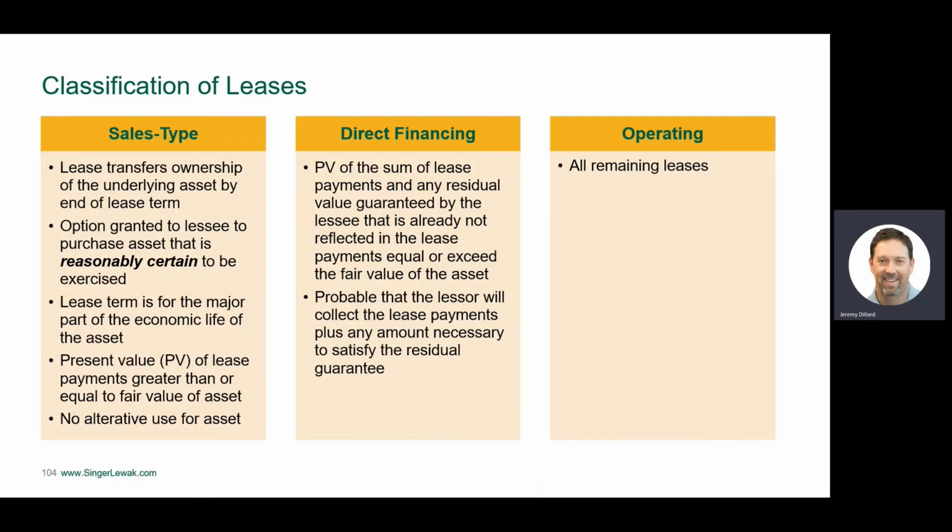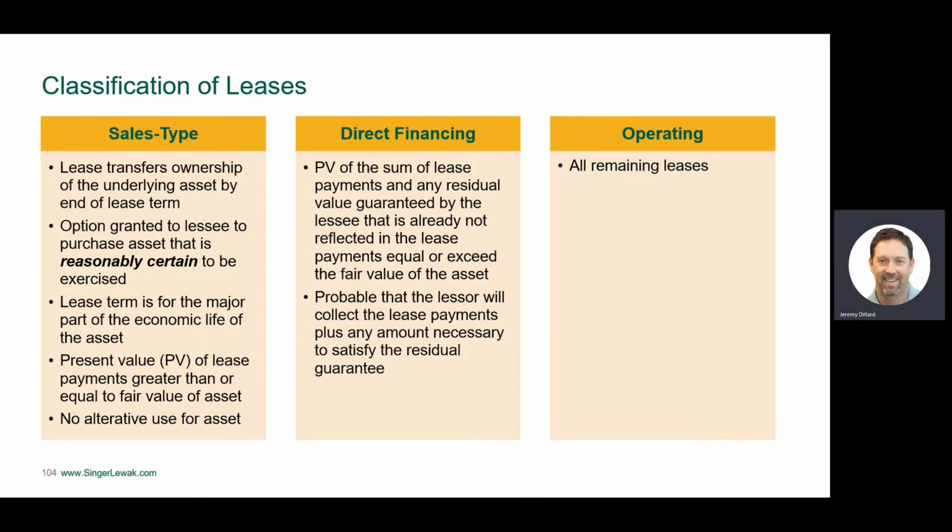First, you start with the criteria for sales type leases, and then consider the criteria for direct financing leases. If neither of those criteria are met, then the lease defaults to operating lease. For sales type leases, the criteria includes the transfer of ownership, the lease term covers a major part of the economic life of the leased asset, or the present value of the lease payments exceeds the fair value of the leased asset. That is, there's profit on the sale of the leased asset. Also, it could be a sales type lease if the leased asset is so customized it has no alternative use.